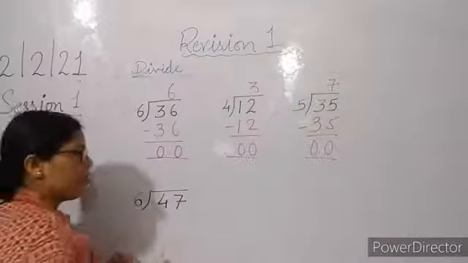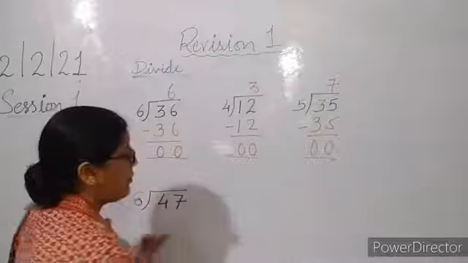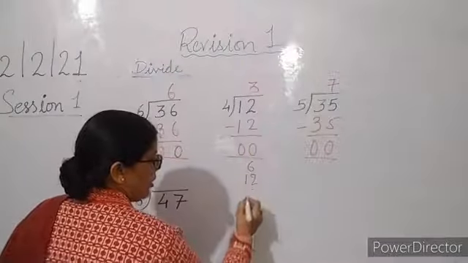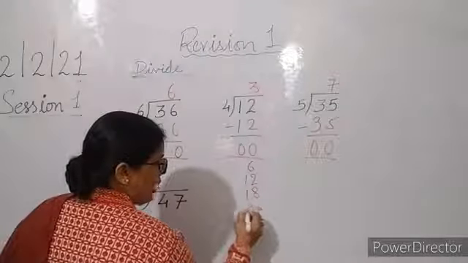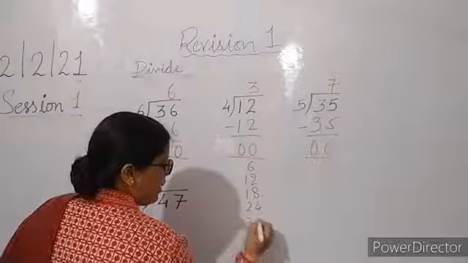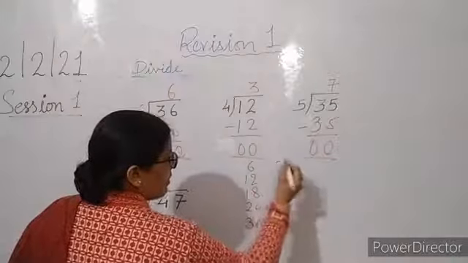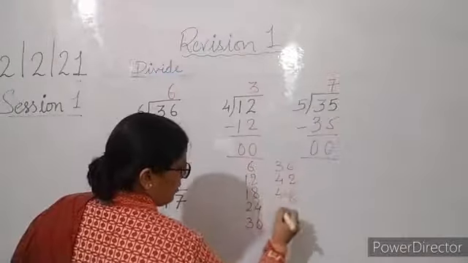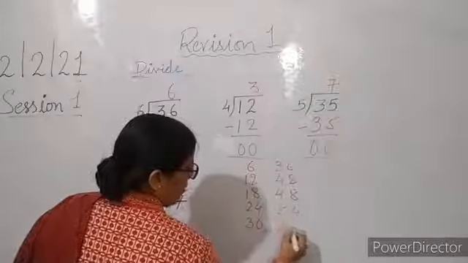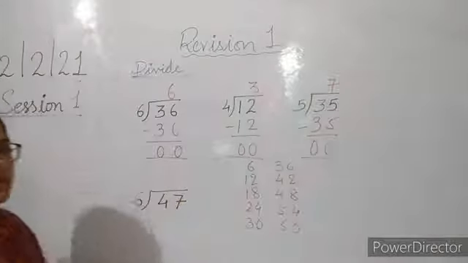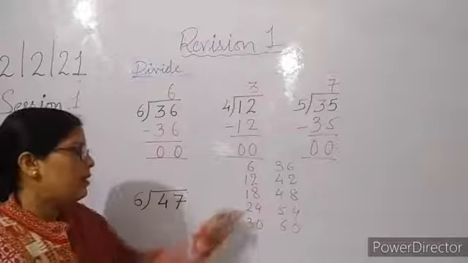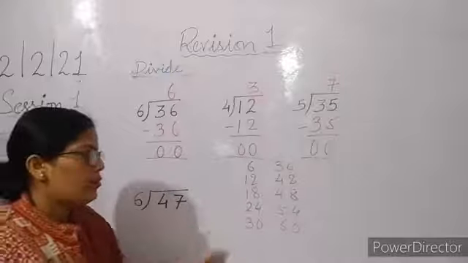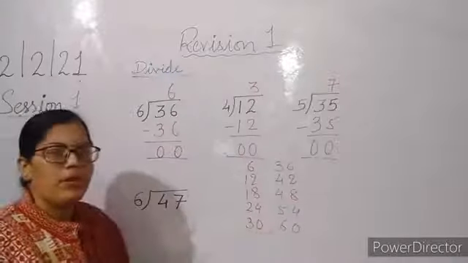Now when you recall the table, I am writing only the answers of the table. 6 ones are 6, 2 times 12, 3 times 18, 4 times 24, 5 times 30, 6 times 36, 7 times 42, 48, 54 and 60. These are the answers of the table of 6. Now here you can see that you are not getting 47 in the table of 6. 47 is not there in the table of 6.